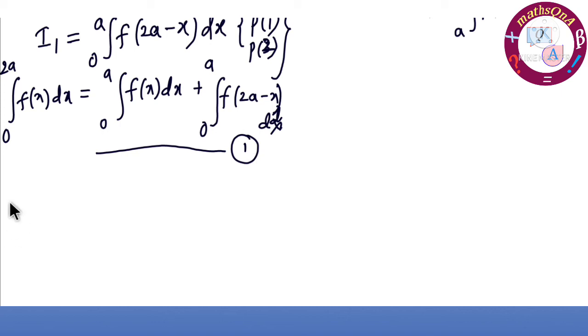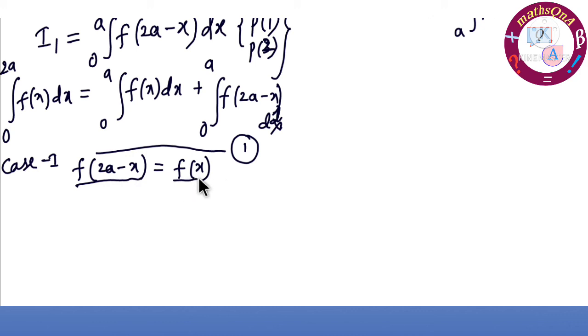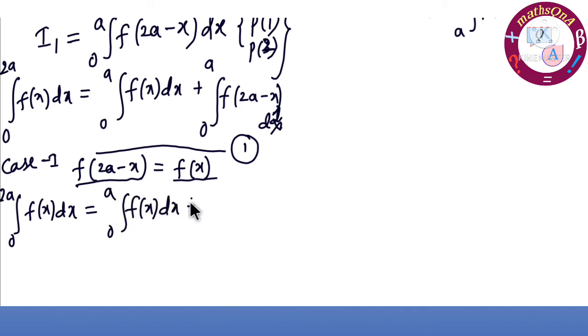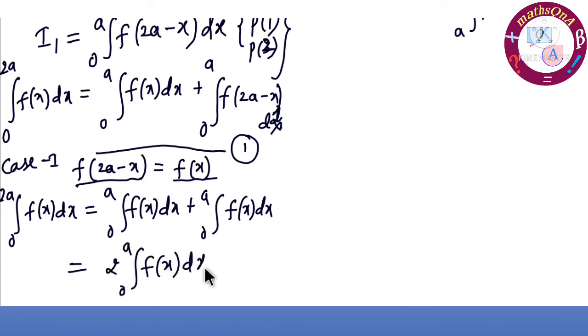Okay, in this equation number 1 there are two cases here. So first, case number 1. What is the first case here? See, f of 2a minus x is equal to f of x. We have to put this in equation number 1. So in place of f of 2a minus x we have to put f of x. Then it becomes, so above integration 0 to 2a f of x dx is equal to, this is as it is, 0 to a f of x dx as it is, plus this equation becomes 0 to a f of x into dx. How many times total, 2 times integration 0 to a f of x dx. This is the first case. Okay, proved.